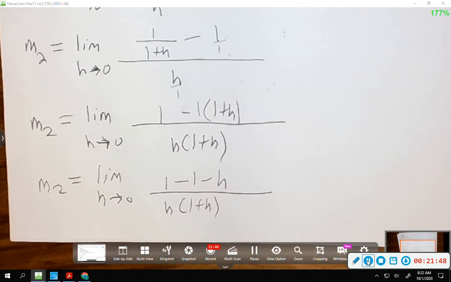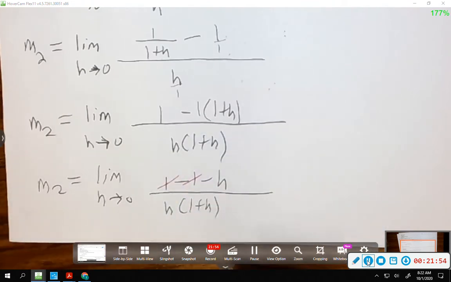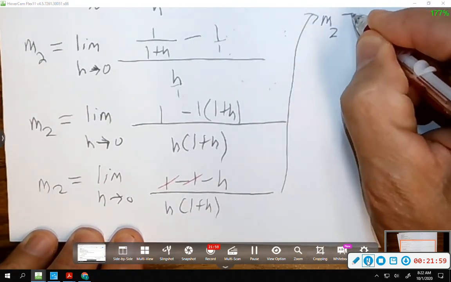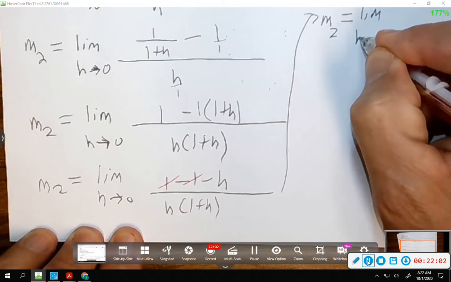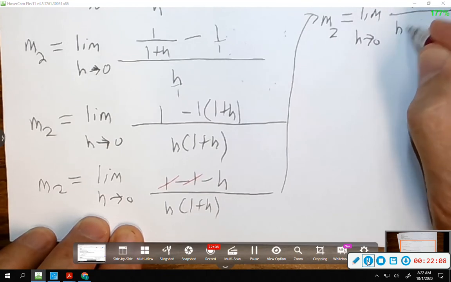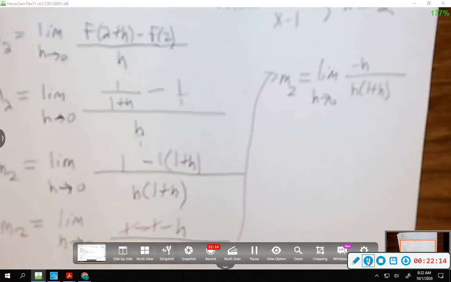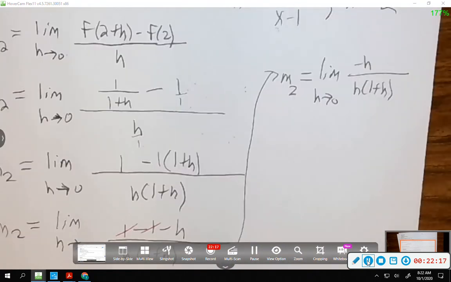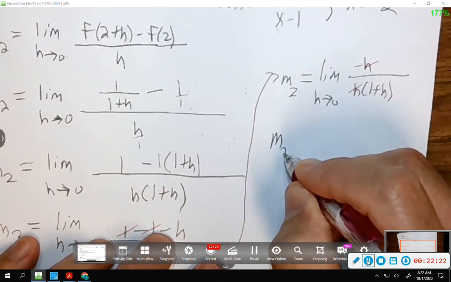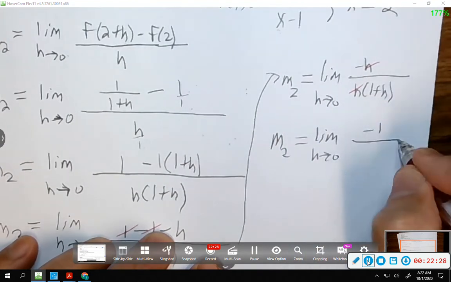Never cancel terms and factors in the same step. But I can cancel the term of negative 1. And it's tempting. You want to just cancel this thing. Always write the limit notation down until you actually take the limit. So there's enough extra writing that I'm making you do without having to do the extra writing on simplifying a complex fraction. Cancel the h. This is negative 1 over 1 plus h.